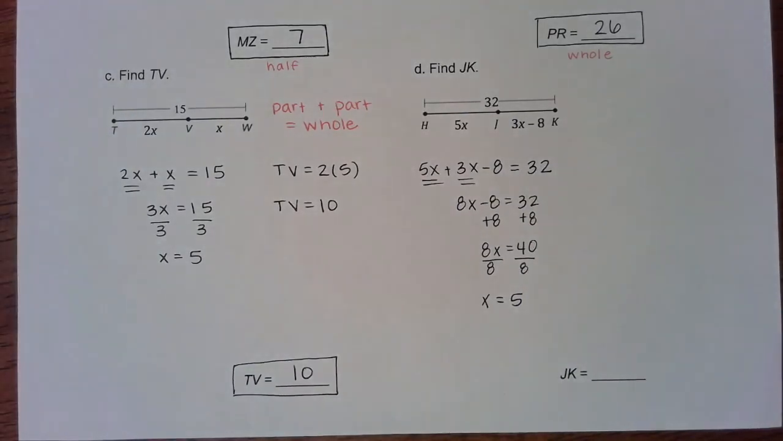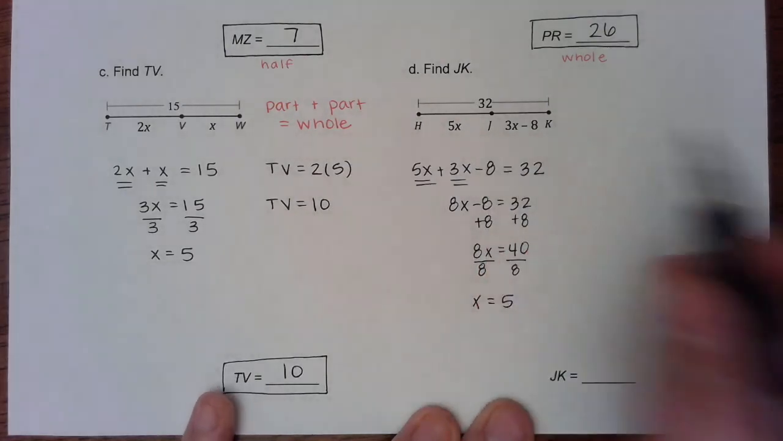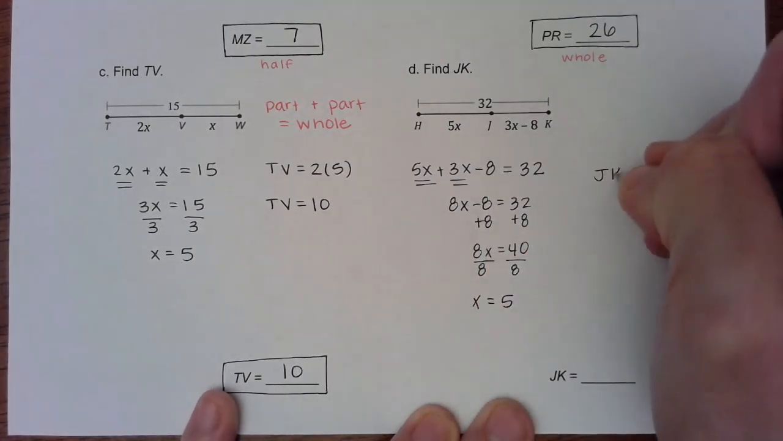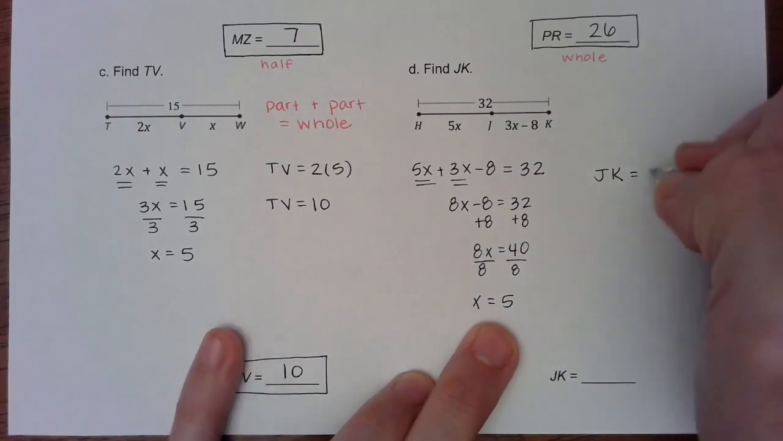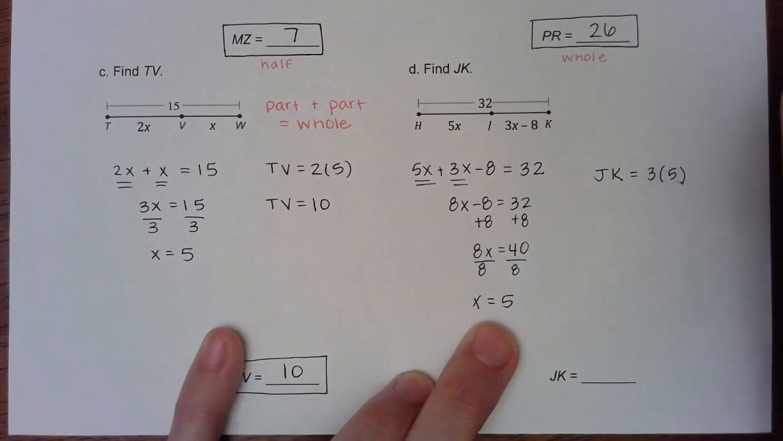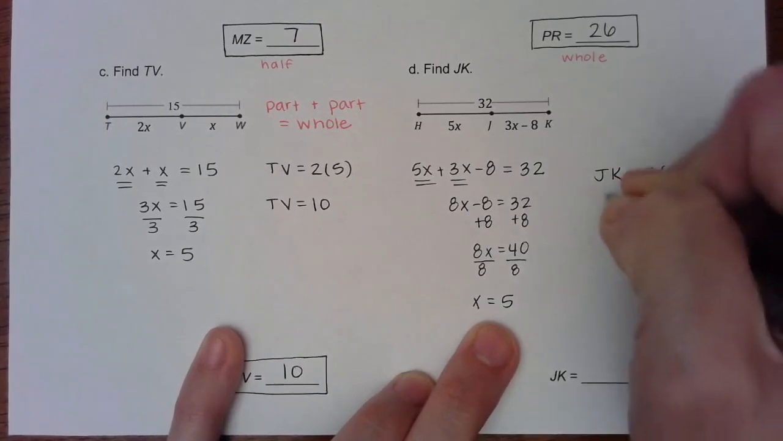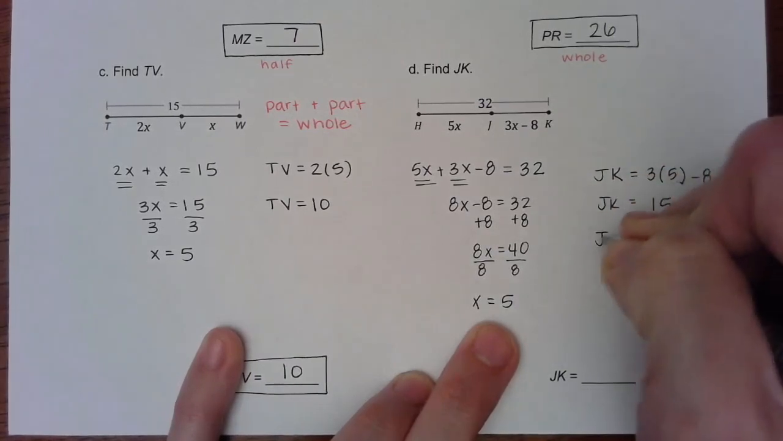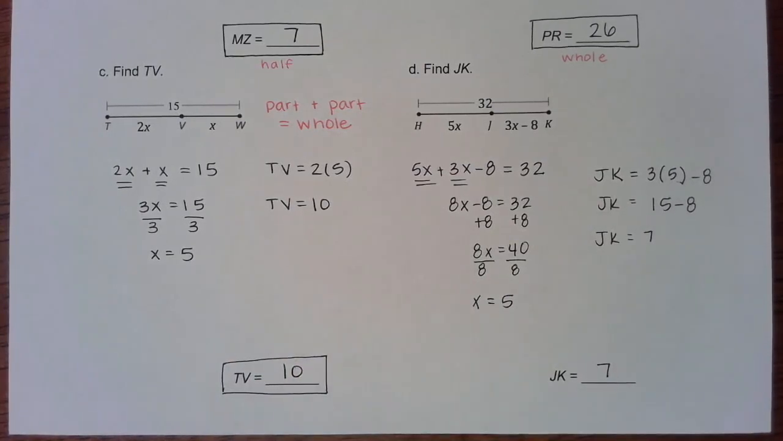When I divide both sides by 8, I'll get x equals 5. And then, for this problem, they want me to find the length from J to K. So to find the length from J to K, I'm going to take the answer that I just got, which is x equals 5, and I'm going to plug in the 5 for the x right here. So it'll be 3 times 5 minus 8, which will give me 15 minus 8, which will give me 7. So the length from J to K would be equal to 7.